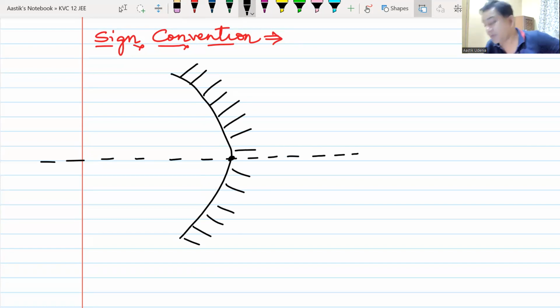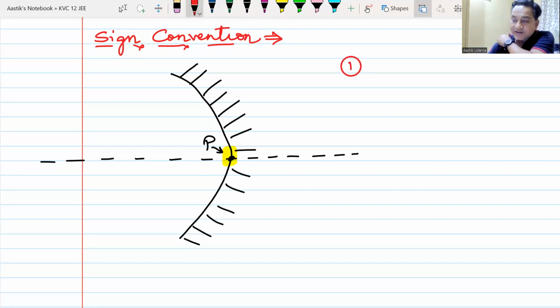Now, the most important point here is the pole P of the mirror. This is the pole P of the mirror. I hope everyone sees this point. Now, what is the first point that you must understand or remember here? Point number 1 for sign convention. This kind of sign convention is almost exactly similar to the sign convention that we did in chapter number 1, motion in 1D, and chapter number 2, motion in 2D.